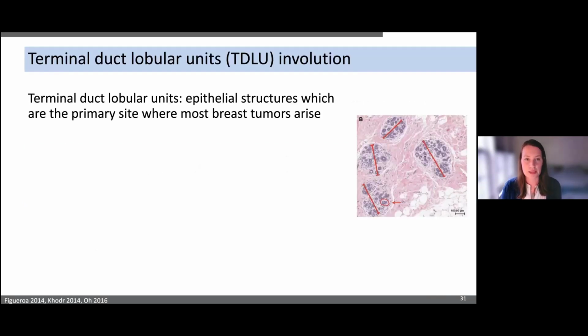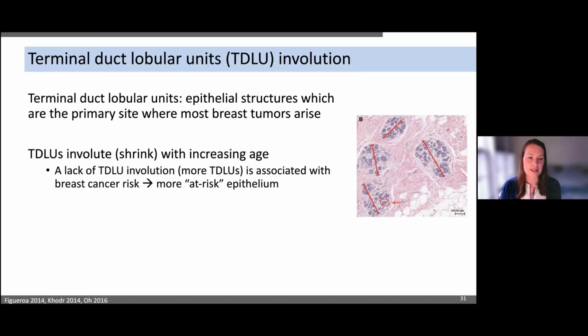This work has focused largely on terminal duct lobular units, or TDLUs. TDLUs are the epithelial structures, which are the primary site where most breast tumors arise. You can see in this image there are 4 TDLUs, whose span is marked by the red lines. As women age, TDLUs involute or shrink. Having a lack of involution, meaning you have more TDLUs for your age, is associated with a higher risk of breast cancer, which makes sense because there's more at-risk epithelium, more sites for breast cancer to arise.